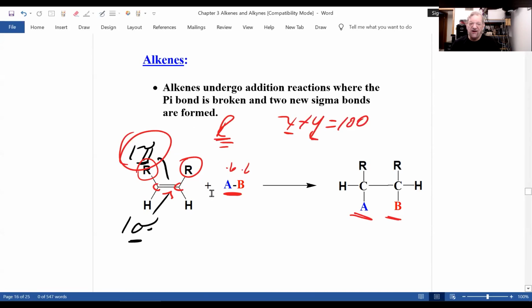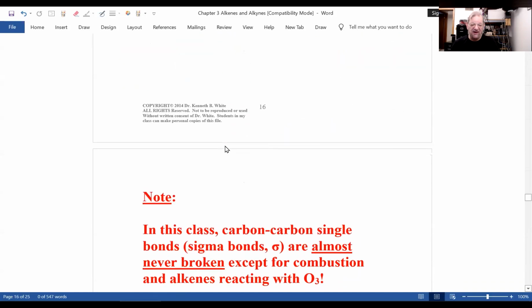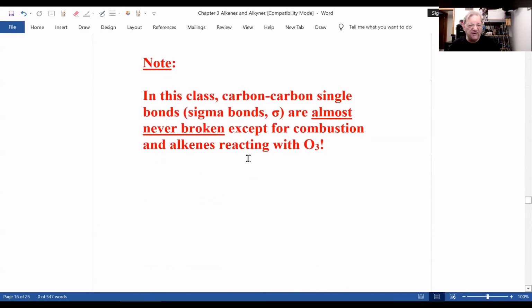Now it's time to learn your first real chemical reaction. And by the way, note in this class, carbon-carbon single bonds are almost never broken except for combustion. And I don't teach reactions of ozonolysis anymore.